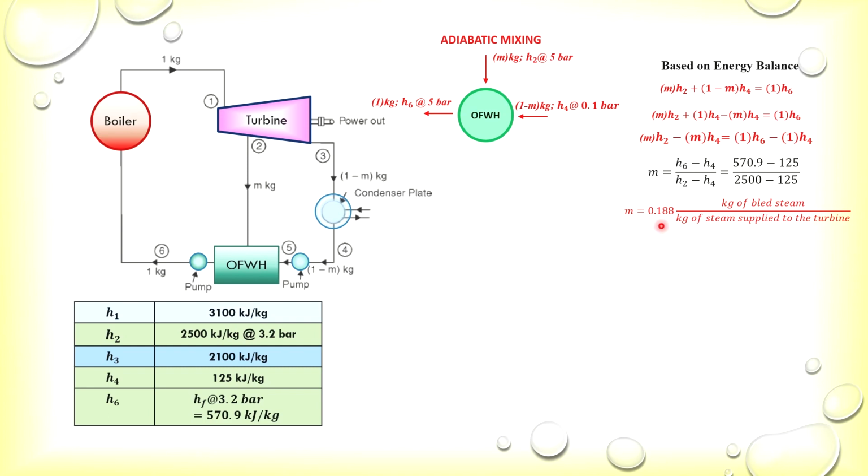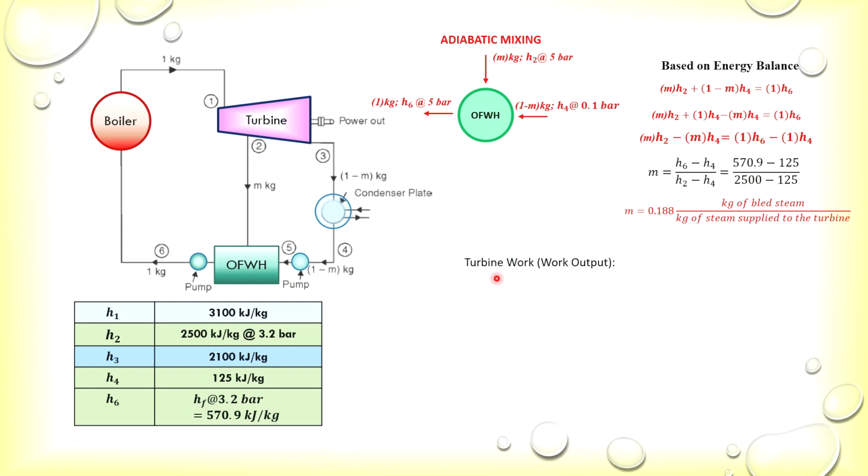So the m is 0.188. Please take note of this. This is kg of bled steam per kg of steam supplied to the turbine. So based on this, how much we have extracted, which is 0.188.